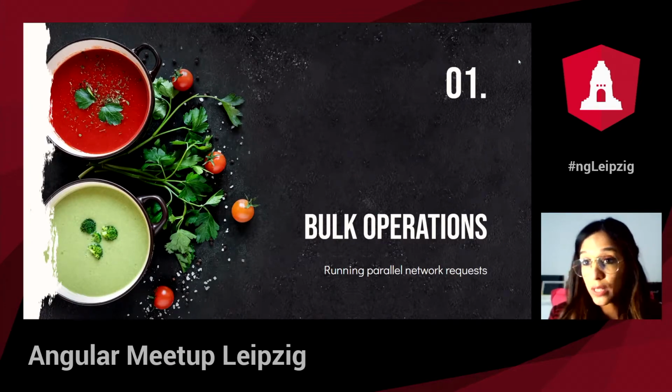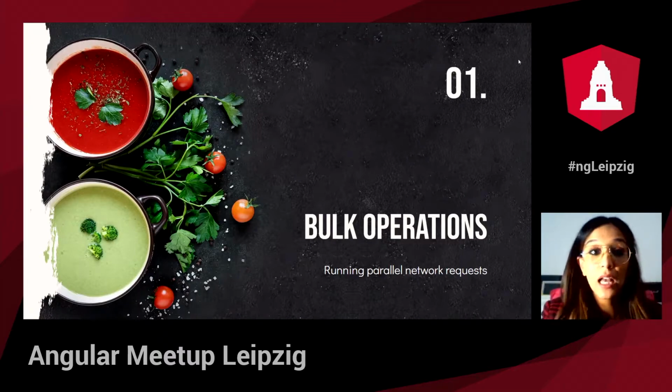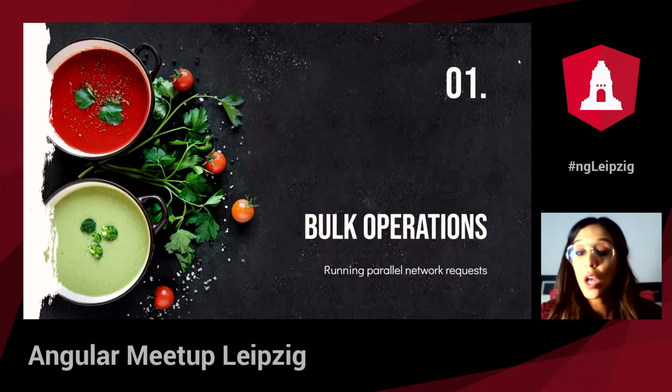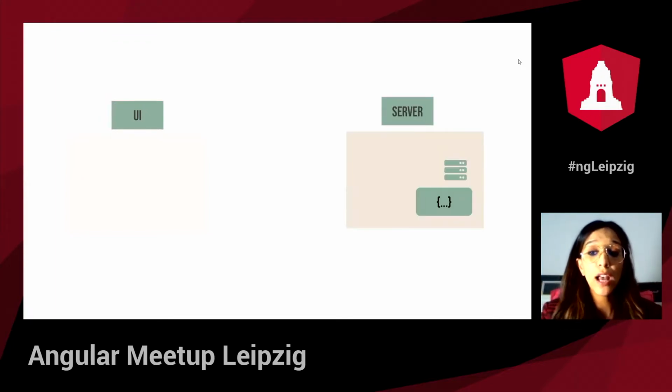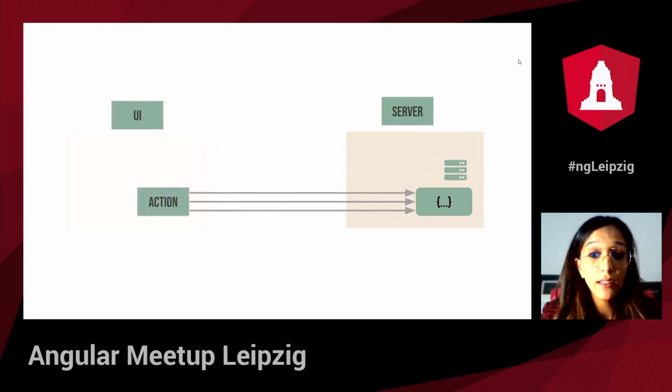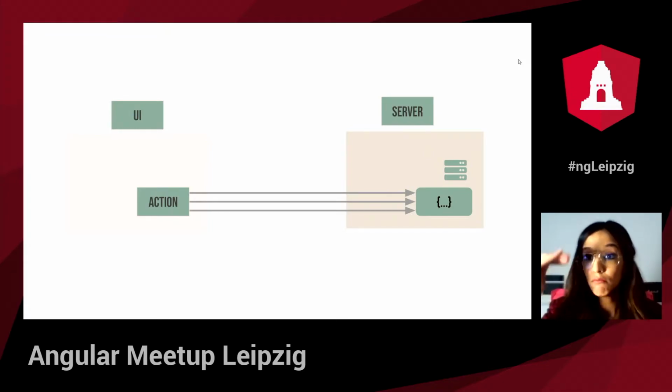Maybe you request many server APIs. I'm speaking about RESTful backends. Maybe you're doing some prior treatment. So this is the idea behind bulk. Suppose you have this UI layer, your Angular component, and a server which contains your APIs. Here, after clicking on an action, you will send many requests to your server. You will call your API many times.